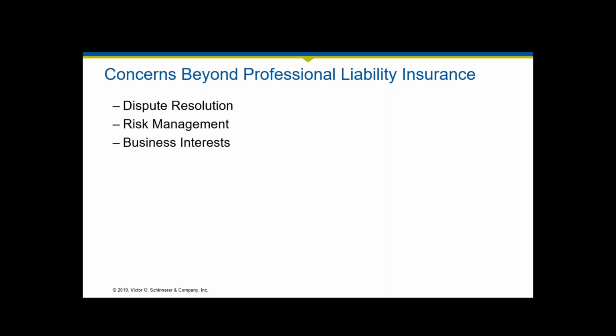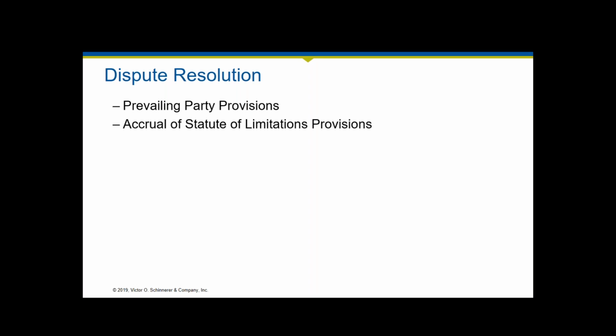And then finally, we'll look at some business interests of the client, of your own, that may well impact the amount of responsibility you have and impose significant burdens on you, such as confidentiality provisions and ownership of your instruments of service. So let's talk about some of those dispute resolution provisions. Specifically, we'll talk about prevailing party provisions and what that means, and the accrual of statute of limitations provisions, and we'll explain those, and then provide you with examples of how to approach those types of situations.